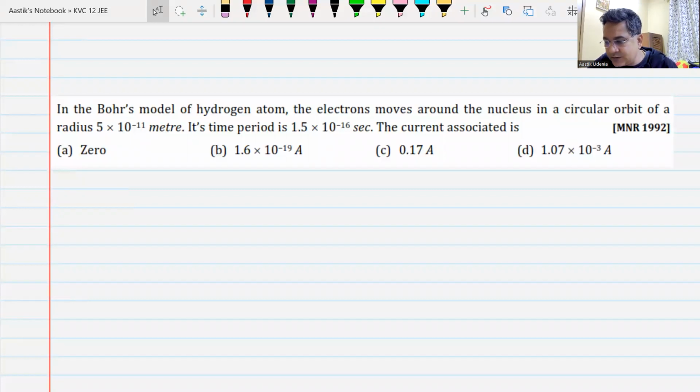This one is the next one. Lots of questions have come on this, and I have told you that. In Bohr's model of hydrogen atom, electron revolves around the nucleus in a circular orbit of 5 into 10 to the power minus 11 meters. Its time period is 1.5 into 10 to the power minus 16 seconds. These are approximately equal values, approximately the exact values. What is the current associated with that charge? It's moving quite fast. That's what I can tell you.